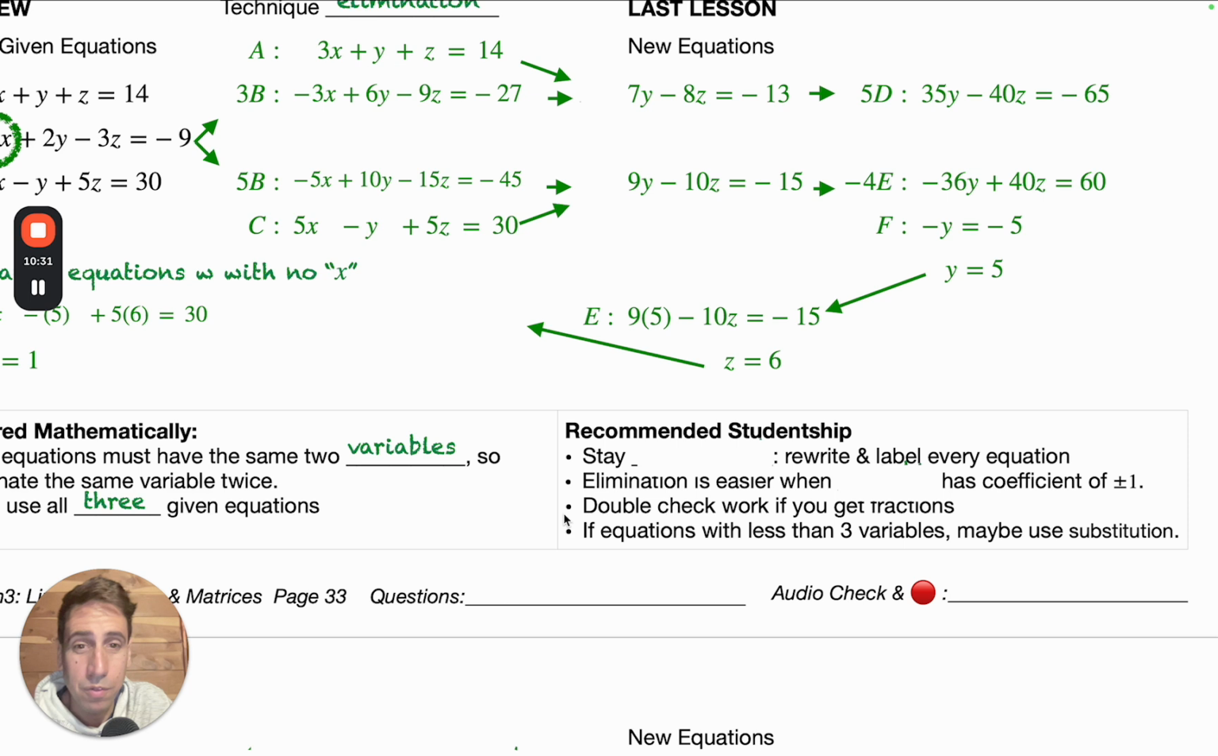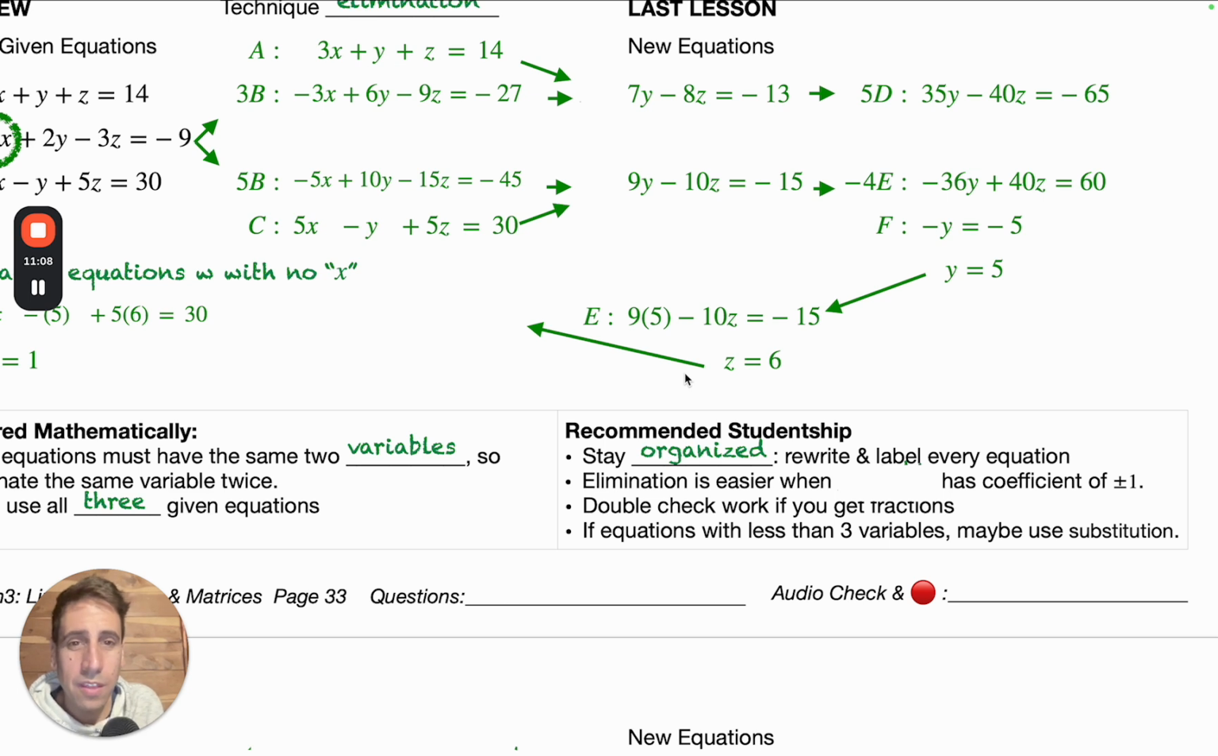Here's what's recommended from a studentship point of view. Students who eventually master this, and it takes a lot of work and a lot of hard thought, and a lot of cleanliness, you have to stay organized. Rewrite and label every equation. This A, B, C, D, E, F nonsense over here, it really does help. So make sure you rewrite. It's just a lot of handwriting also. I get it. I never liked the handwriting part of mathematics, but the more you take to it and the more you embrace it and the more you stay organized, the more likely it is you'll be able to get it right.